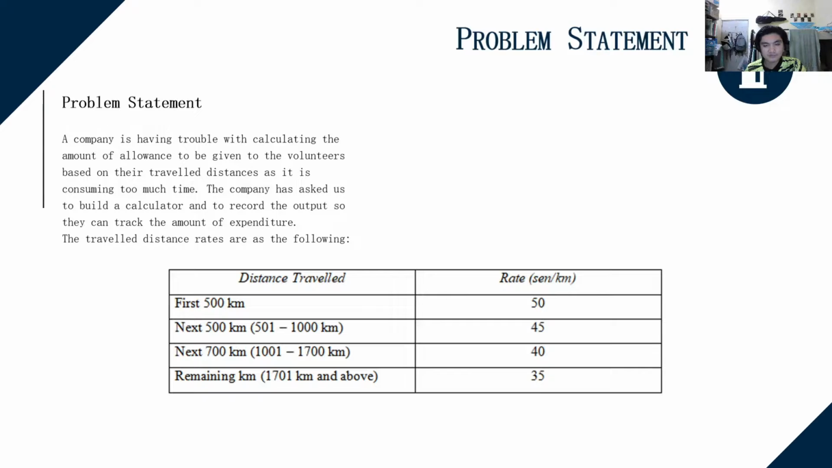For the first 500 km, the rate will be 50 cents per kilometer, and for the next 500 km, the rate will be 45 cents per kilometer, and for the next 700 km, the rate will be 40 cents per kilometer, and for the remaining kilometers, the rate will be 35 cents per kilometer.